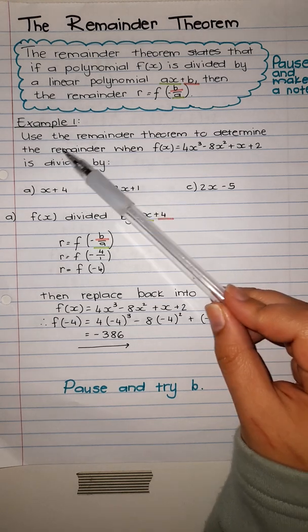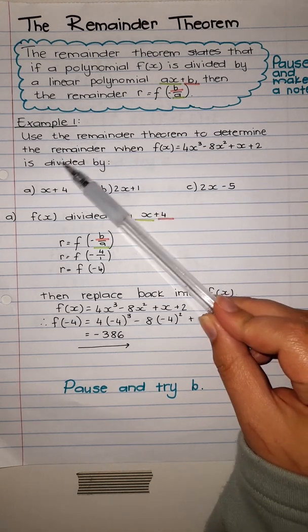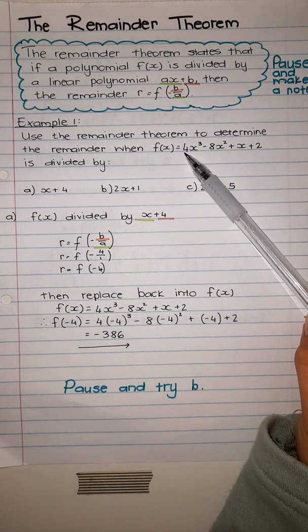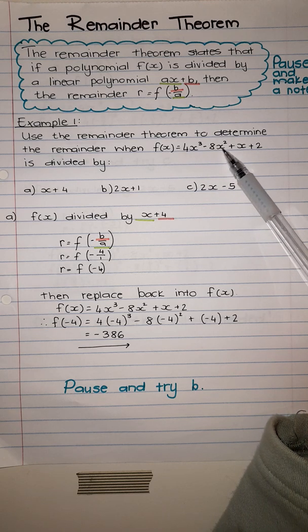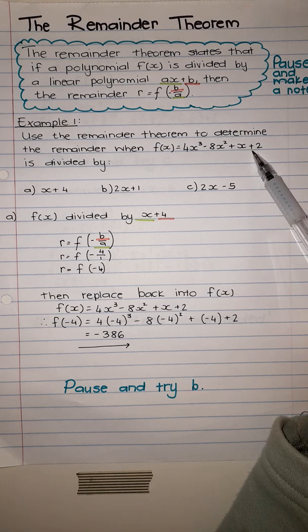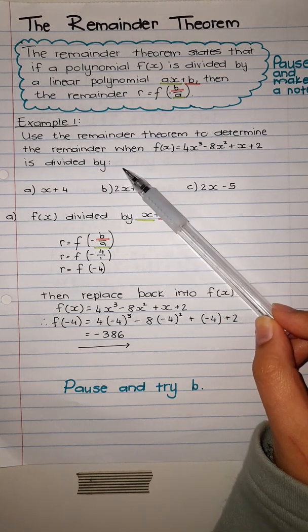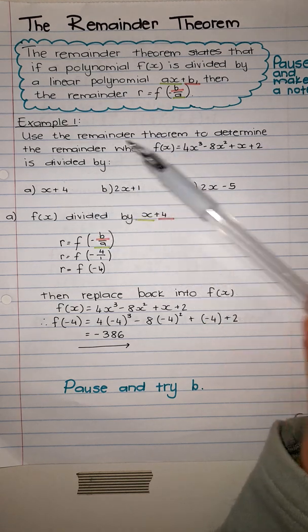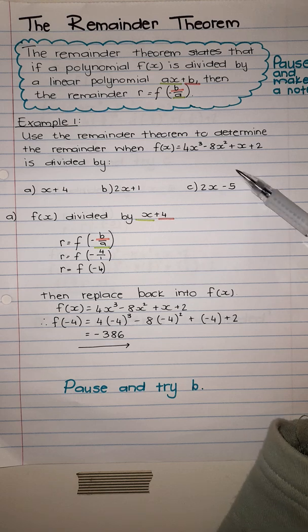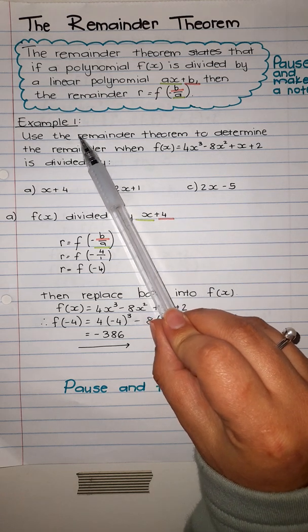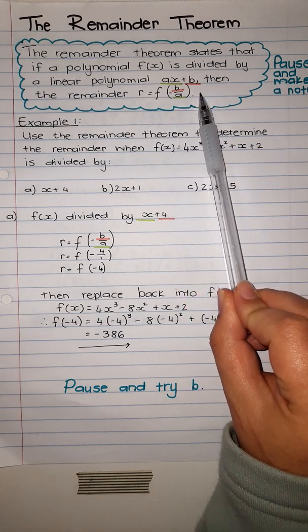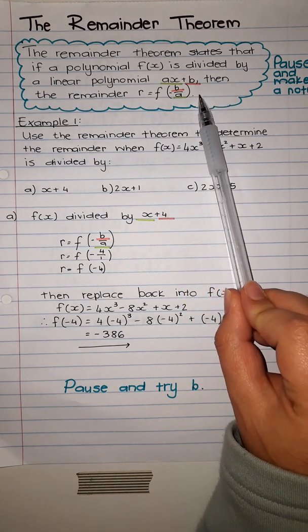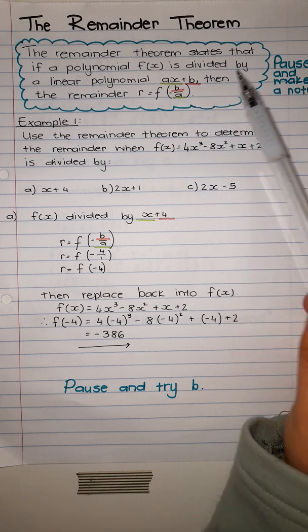Example 1. Use the remainder theorem to determine the remainder when f(x) equals x to the power of 3 minus 8x squared plus x plus 2 is divided by... Okay, then they give me 3 things to divide it by. So as soon as they say remainder theorem, your formula of the remainder needs to pop in your head. Okay, so please pause and make a note of this.